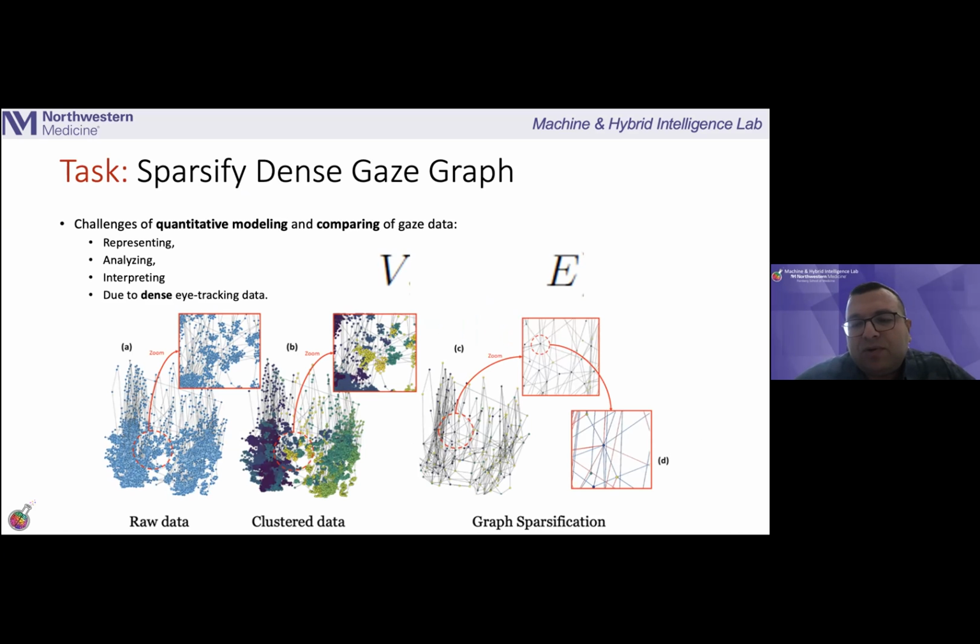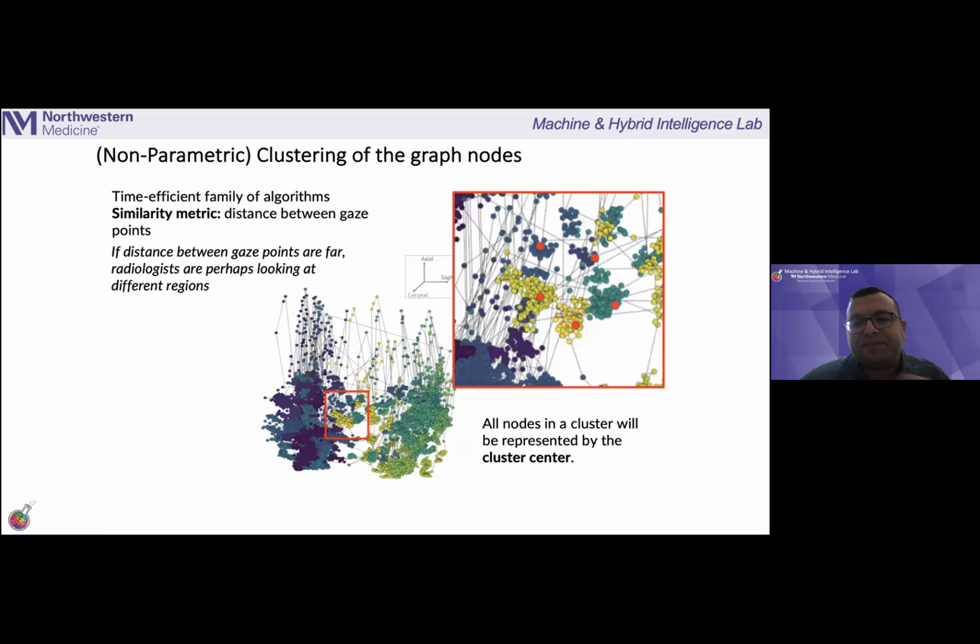So mathematically, our constraint here is this: you need to have a linear time working algorithm, so near linear time. A clustering algorithm and a spectral graph sparsification algorithm can be used here to complete this task.